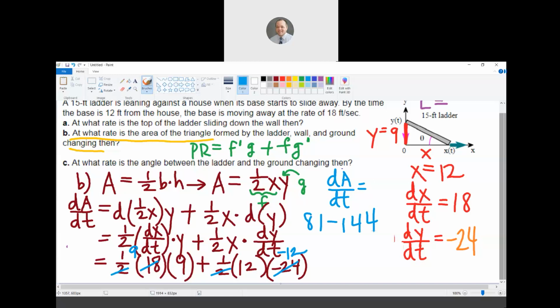So the rate at which the area is changing is negative 63 square feet per second. And that makes sense if the ladder is falling and its length is decreasing as it's sliding down the wall, then that means the area is also decreasing.